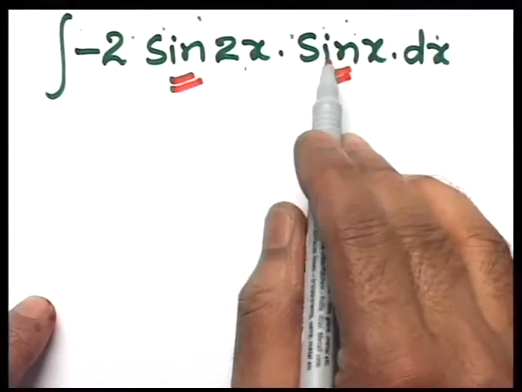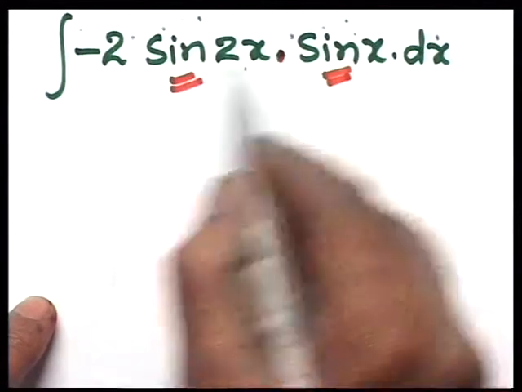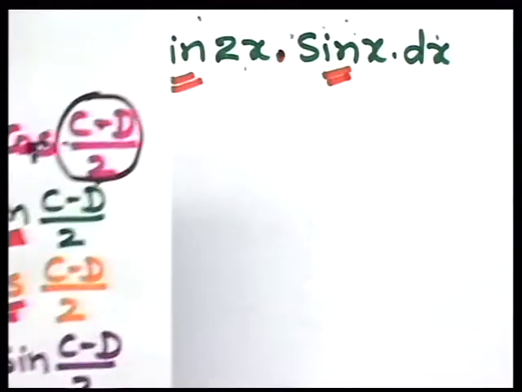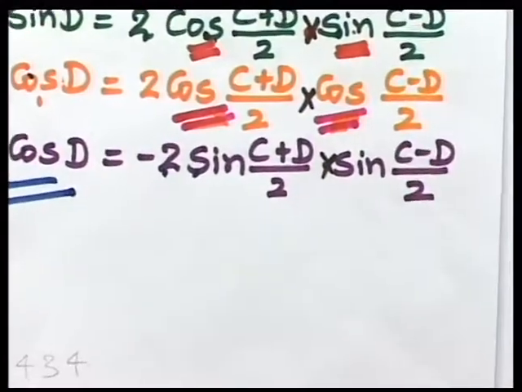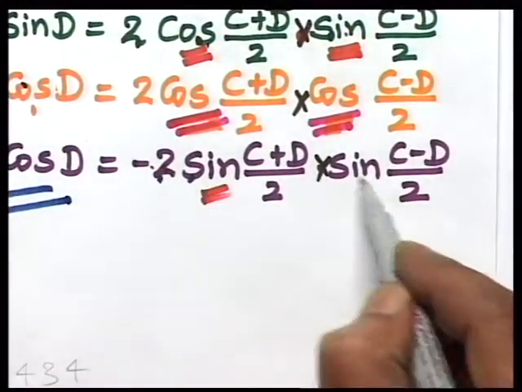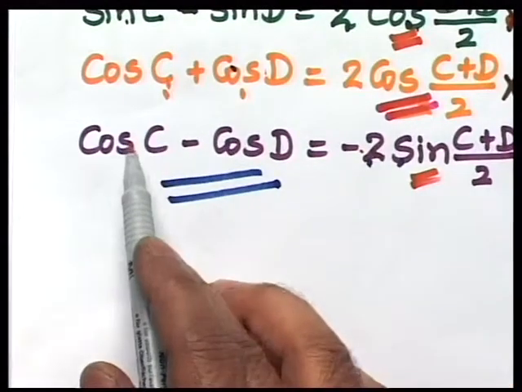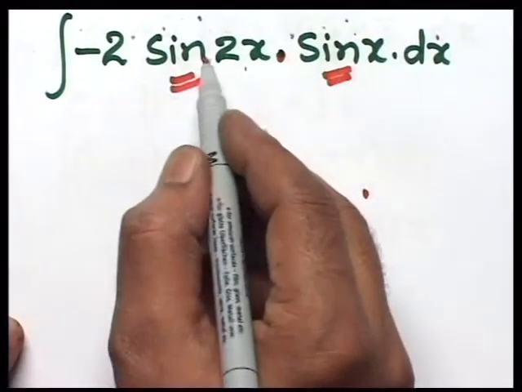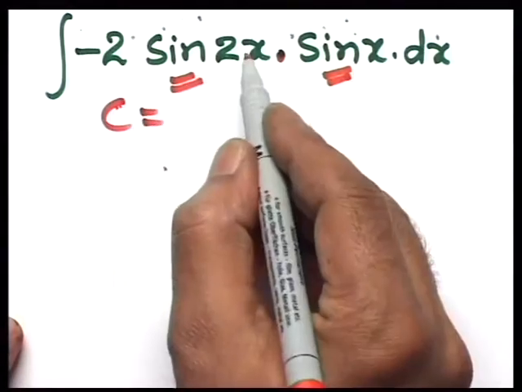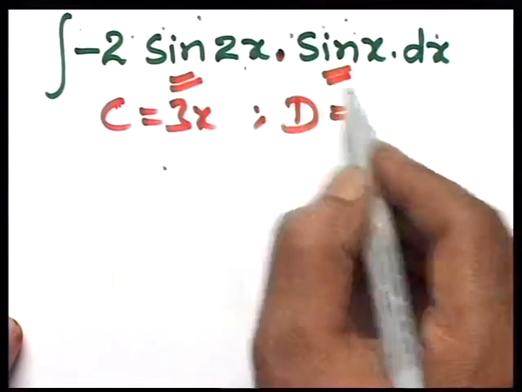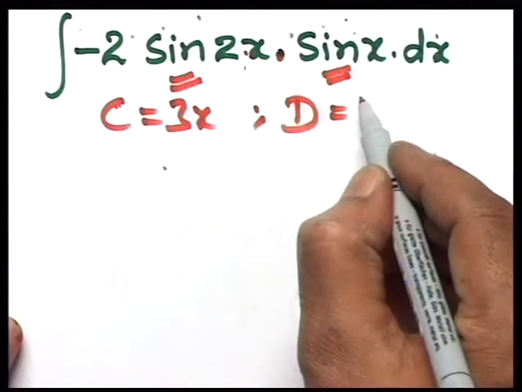Sine 2x, sine x, that's a times sign. There is a minus 2 in the front. Let's go and check. Do we have that type of rule? Yes, we do. Minus 2, sine, sine, watch there, right? So the answer is actually cos c minus cos d. So let's write cos c. Well, we need to know what c is first. c is 2x plus x, 3x, and d should be 2x minus x, which is 1x.